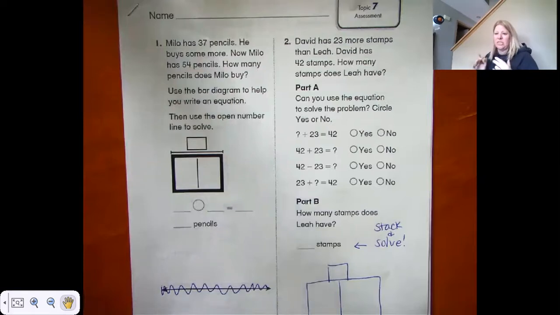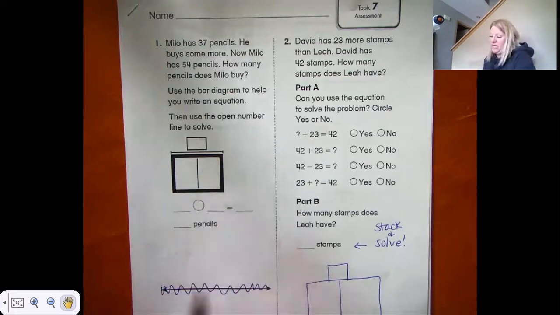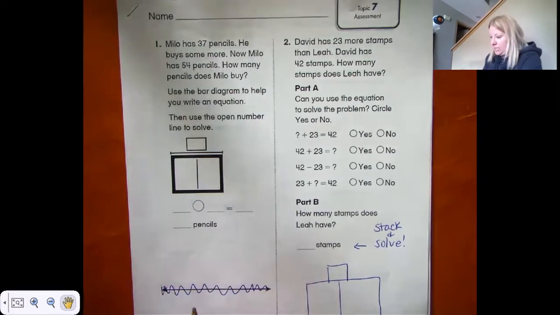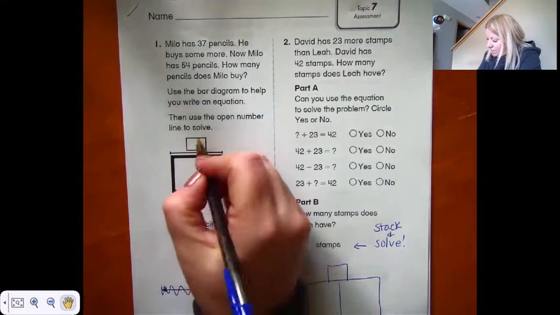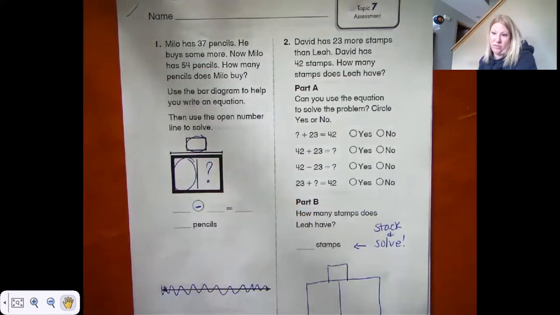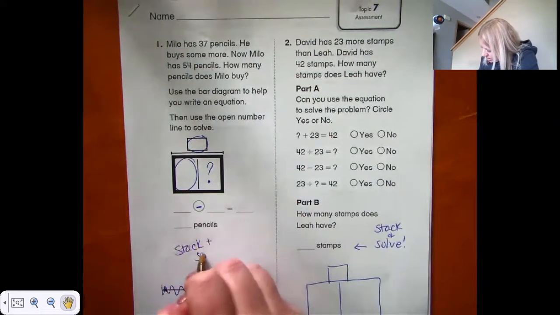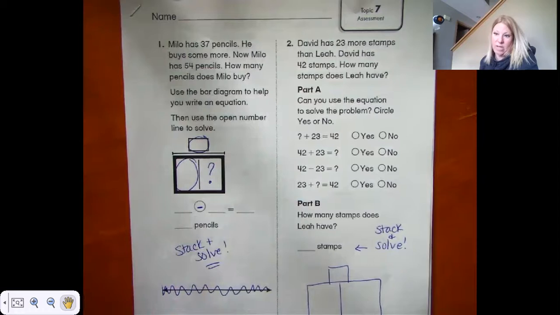On one, it says Milo has 37 pencils. He buys some more. Now Milo has 54. How many pencils does Milo buy? You can use the bar diagram to help you write out your equation, so do that. The hint I'm going to tell you is you are going to subtract on this. So that means you know your whole and you know a part. So you should have a number here and a number here, and then this will be a question mark. That's what you're solving for. So don't forget to stack and solve on this one, okay? Stack and solve.